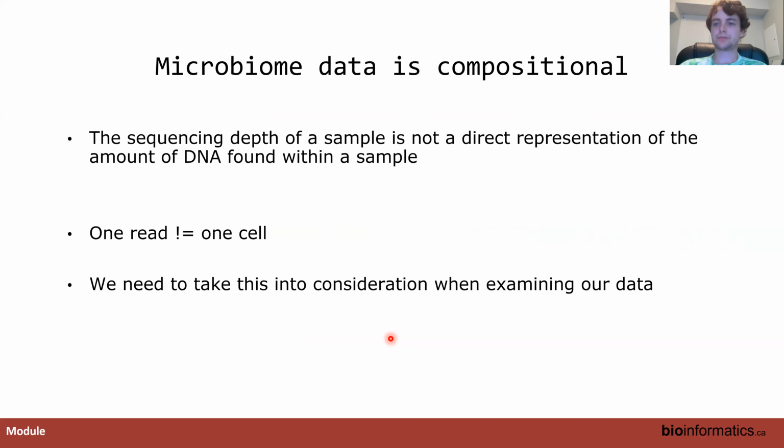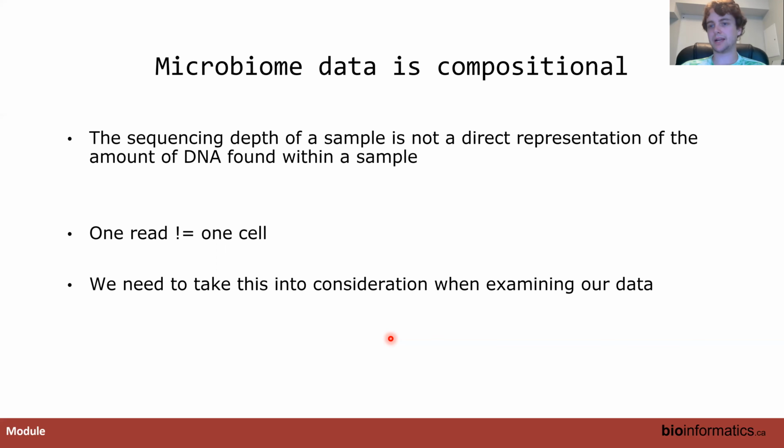So when you sequence a sample, what you'll notice is that samples will have varying amounts of reads in them, or a varying read depth. And unfortunately, the read depth within a sample is not a direct representation of the amount of DNA found within the sample, or even the amount of cells found within that sample. And so what this inherently means is that one read does not equal one cell in your sample.